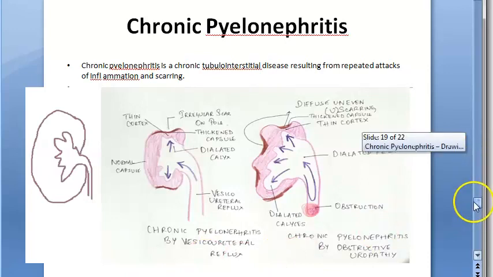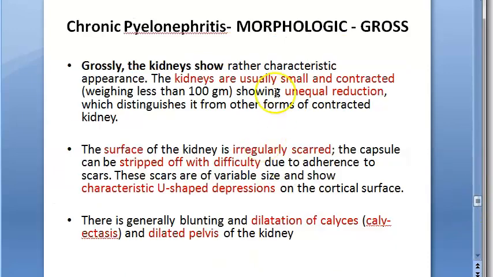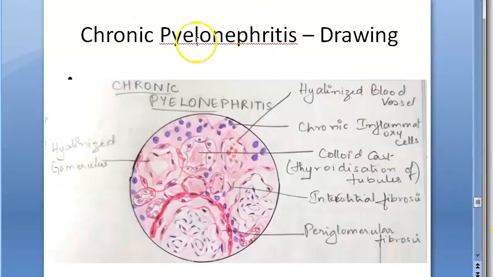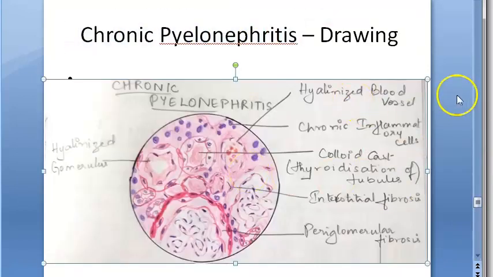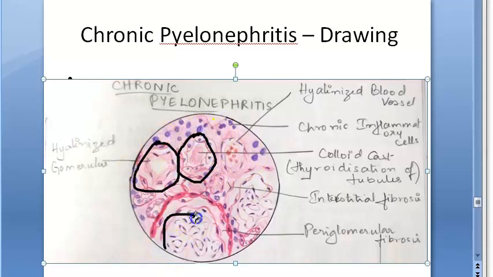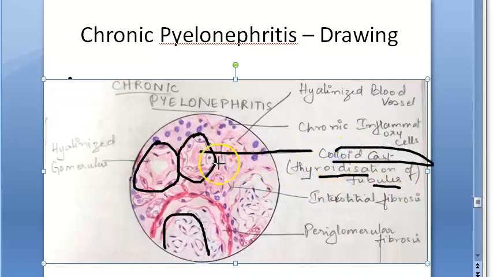Now let's move on to the microscopy of chronic pyelonephritis. So basically here, what you have to focus on: if you are asked to draw kidney histology, what will you draw? You will draw a tubule, you will draw a glomerulus, right? These are all glomerulus. So this is a tubule. See, look at what has happened to the tubule. There is thyroidization of tubule. It's a colloid cast. So thyroidization of tubule it is called.